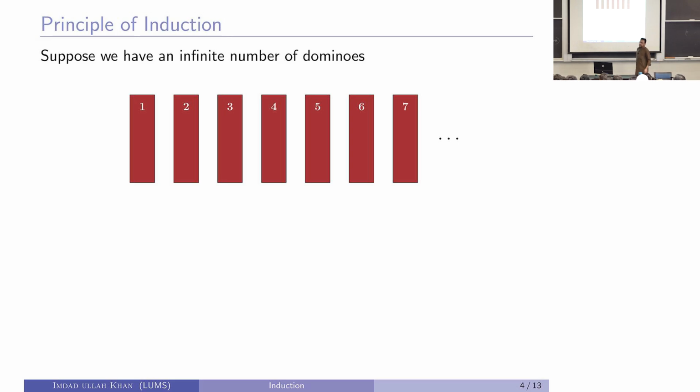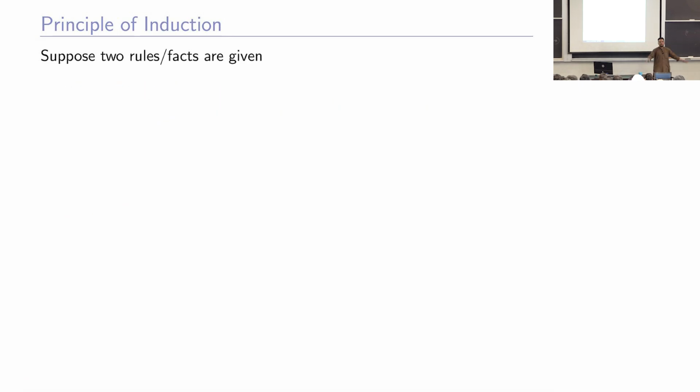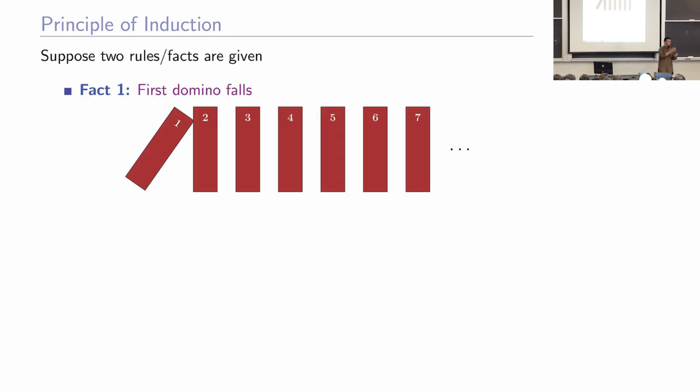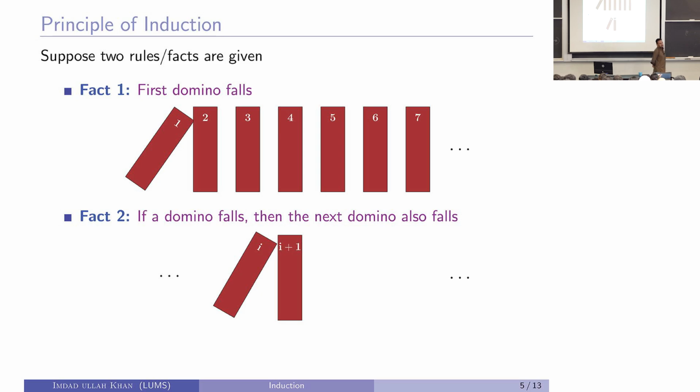I just put the number between them, and suppose I establish two facts, two rules, two self-evident truths that are provided. The first one is that the first domino falls. Whichever is the first domino, it will fall. And the second rule is that whenever the ith domino falls, the I plus first will fall.